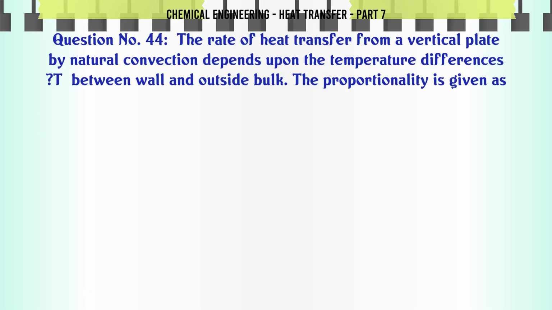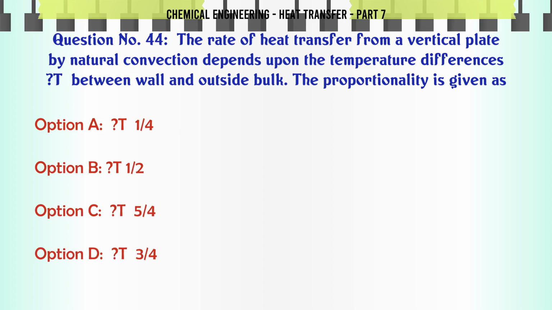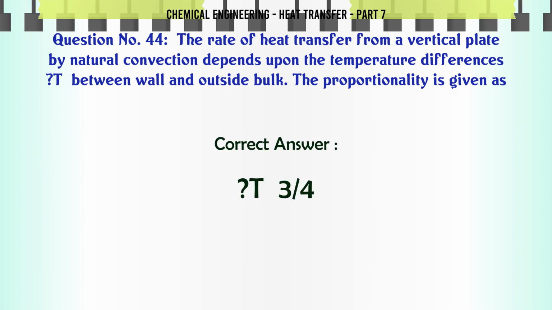The rate of heat transfer from a vertical plate by natural convection depends upon the temperature difference ΔT between wall and outside bulk. The proportionality is given as: A. ΔT^(1/4), B. ΔT^(1/2), C. ΔT^(5/4), D. ΔT^(3/4). The correct answer is ΔT^(3/4).